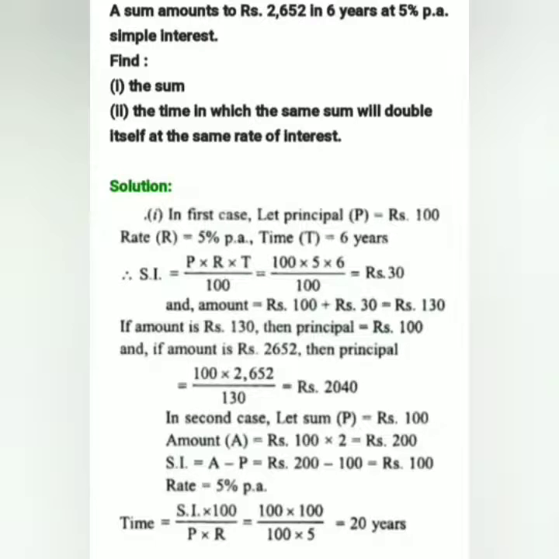Simple interest is equal to P into R into T upon 100. From that formula only we'll generate the formula of time also. Time is equal to simple interest into 100 divided by P into R. Simple interest is 100, which we have just calculated in the second case, into 100. Principal is also 100 and the rate percent is given to us in the question itself, that is 5%. So time will be coming 20 years.